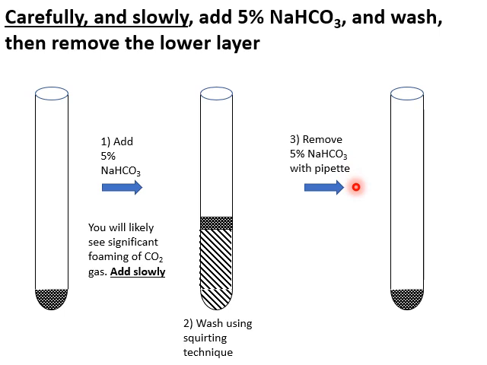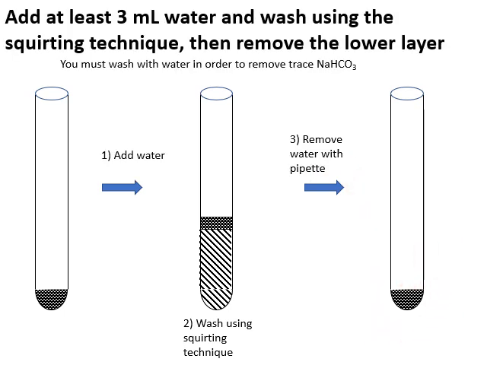Again, this is all aqueous, removed with the pipette, and you're left with the organic layer. You then again add at least 3 ml of water and you wash, again, because you want to remove any aqueous stuff that might be remaining in your organic layer. And then you remove the water with the pipette.